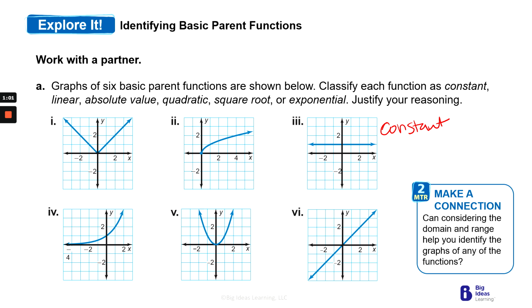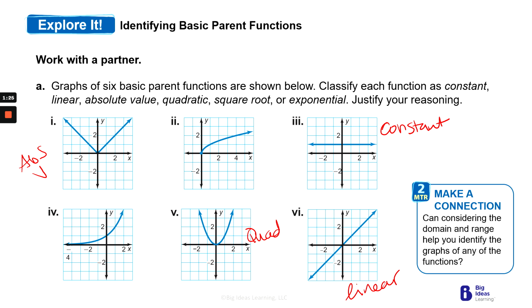All right, which one did you label as linear? 6, good, the one right here below it. All right, which one did we label as absolute value? Number 1. Because it makes a V. Absolute values make a V. All right, which one did we label as a quadratic? Number 5.